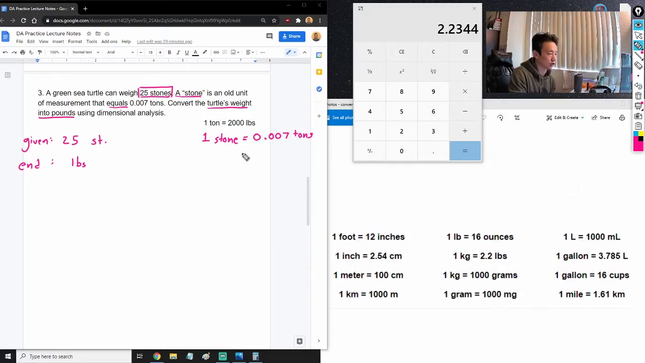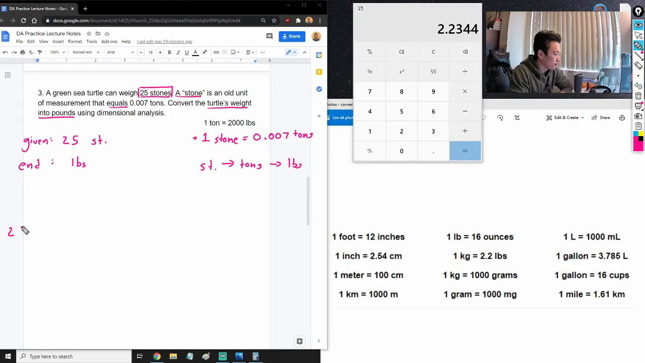I'll just let you guys know. So we're probably going to start off with this one right here. We're going to start off with 1 stone is equal to 0.007 tons. Okay, and if you notice, we can't go directly from stones to pounds, but we can go from stones to tons, and then we can turn the tons into pounds using that equation right here. Okay? Alright, so let's start our dimensional analysis.